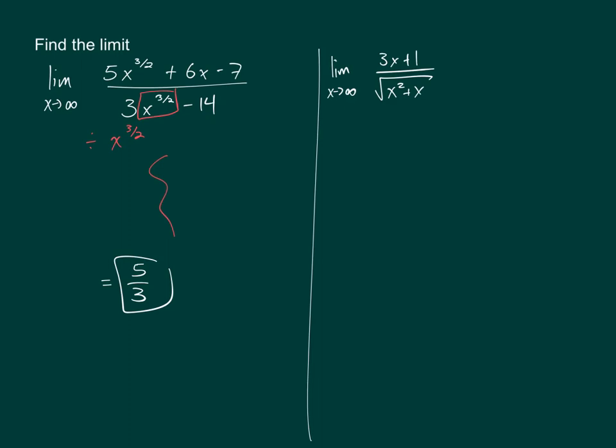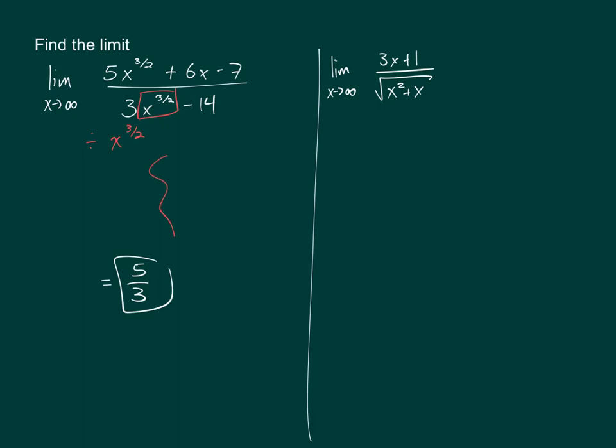The example I'm interested in is over here. This is the one that I skipped earlier in the video. This is the limit as x approaches infinity of 3x plus 1 over the square root of x squared plus x. This is done similarly to the previous 4 examples, as we need to divide by the highest power of x in the denominator, because that's what you do when x approaches infinity.